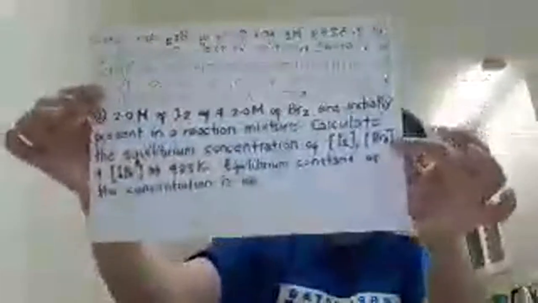That is problem number 1. Oh my gosh. And now we go to problem number 2. What's this? I will read first. 2 molar of I2 plus 2 molar of Br2. Yes, we have already the atomic weight of bromine. They are initially present in a reaction mixture. Calculate the equilibrium concentrations of I2, Br2, and IBr at 45 K. The equilibrium constant of the concentration is 100. Take a look, 5 minutes.